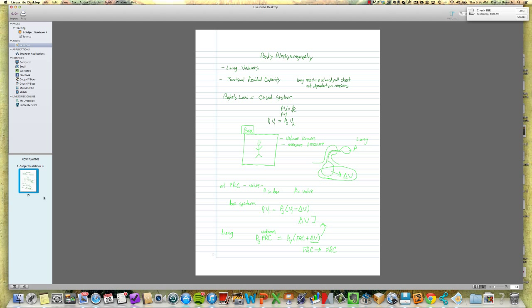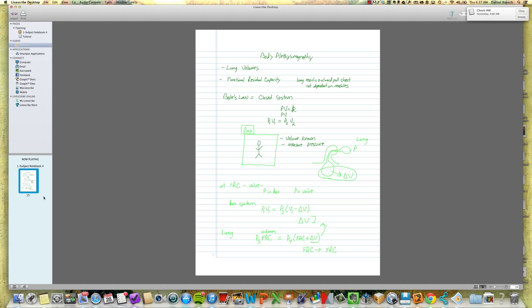In order to accomplish body plethysmography, what you do is you put a patient within a closed box. So it is a closed system. So you have your patient within this closed box. And in this closed box, you know the volume, and you are able to measure the pressure within this closed box. So in body plethysmography, you are measuring the pressure and volume within this closed box.